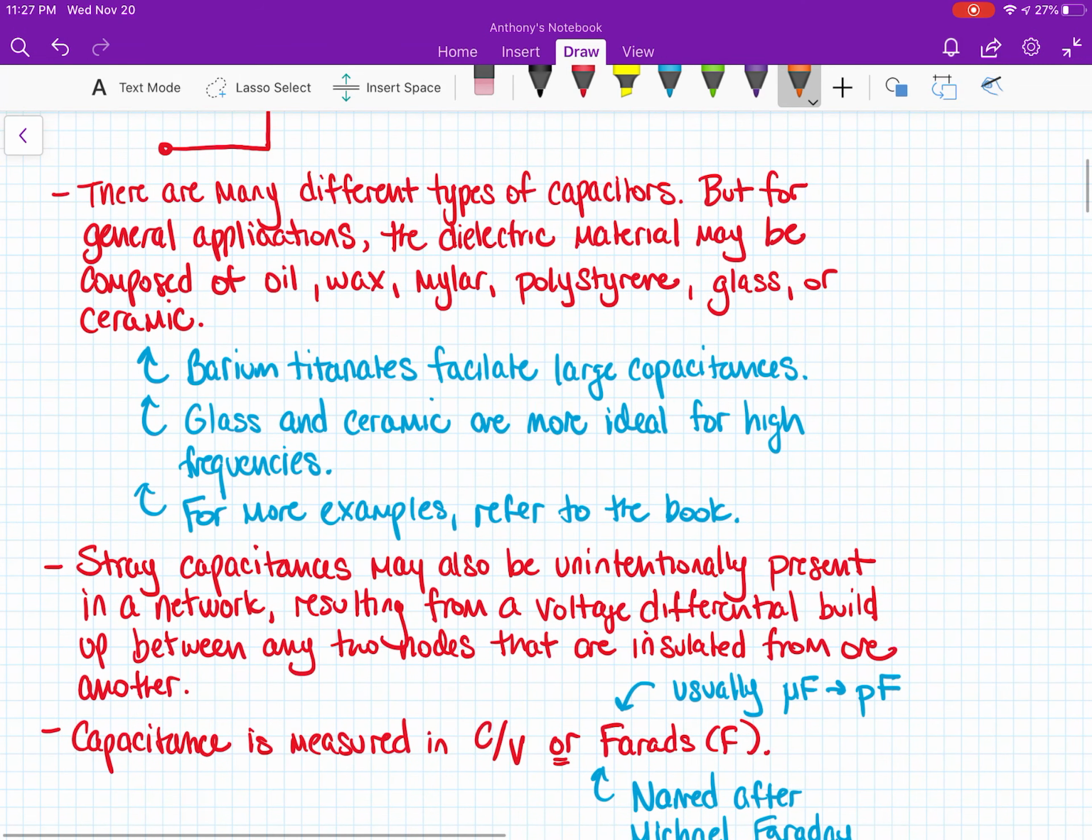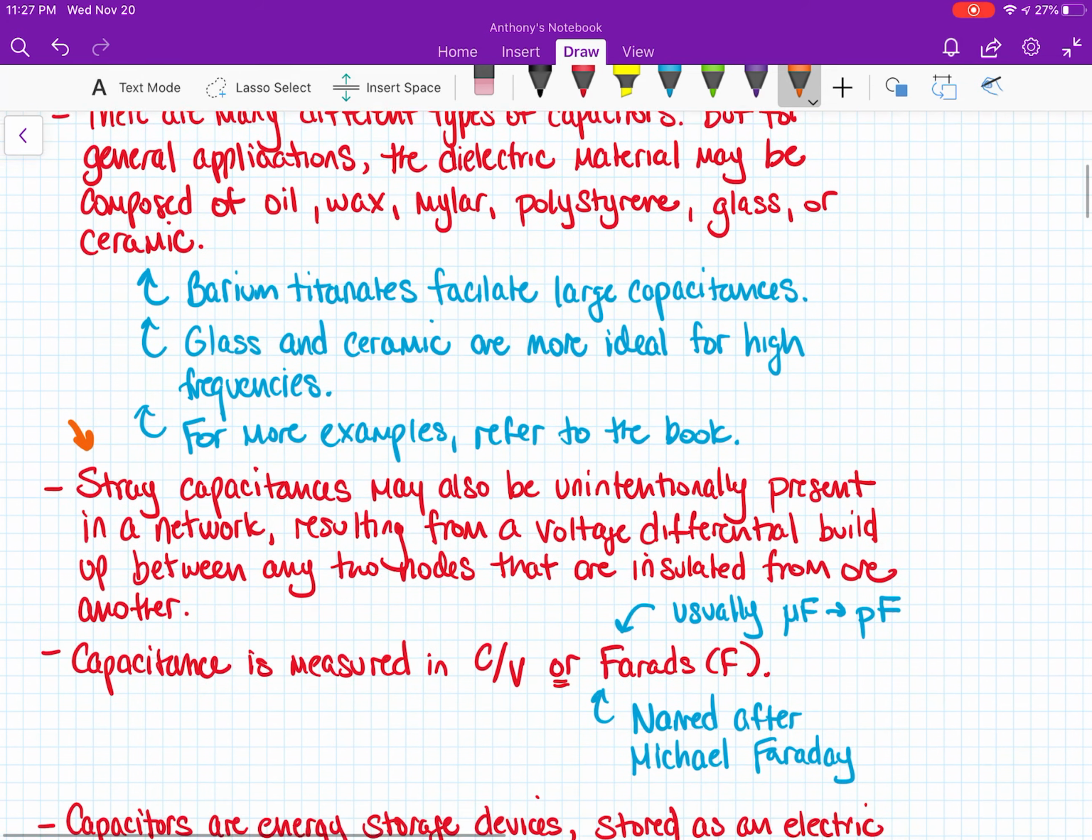Now, stray capacitances may also be unintentionally present in a network, resulting from a voltage differential buildup between any two nodes or conducting materials that are insulated from one another. So the term stray capacitance refers to essentially unintentional capacitances present in a network.